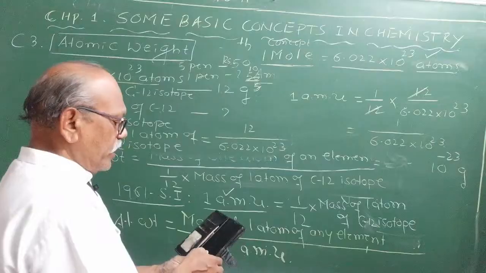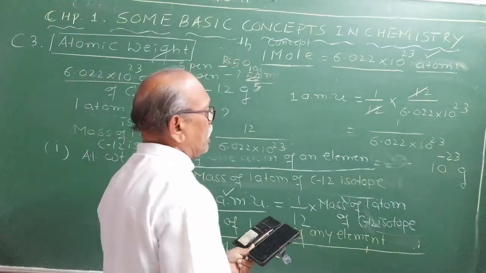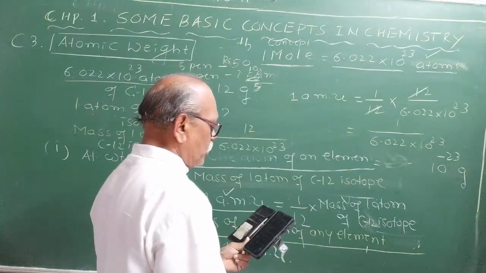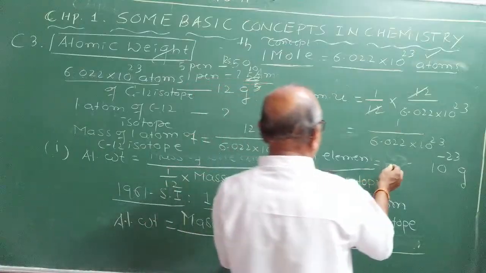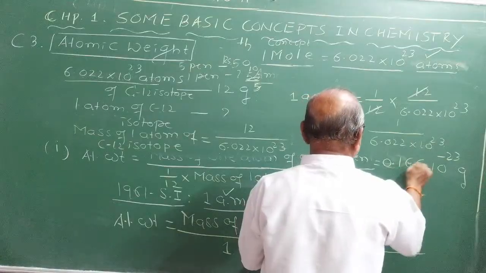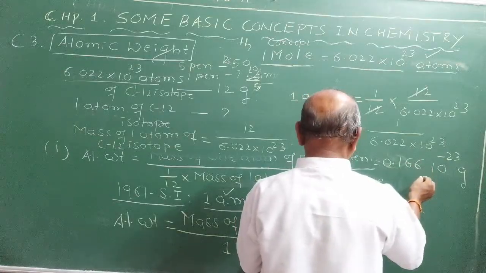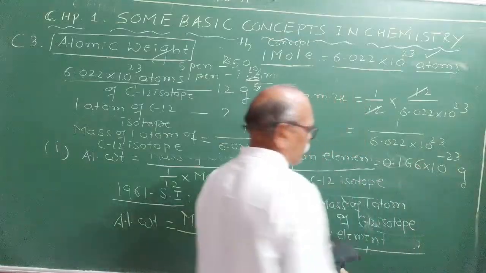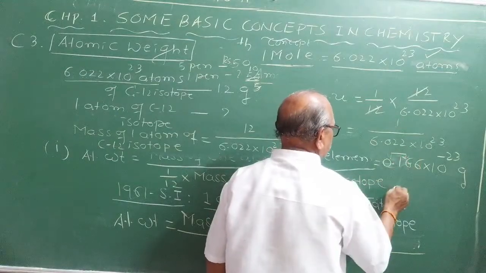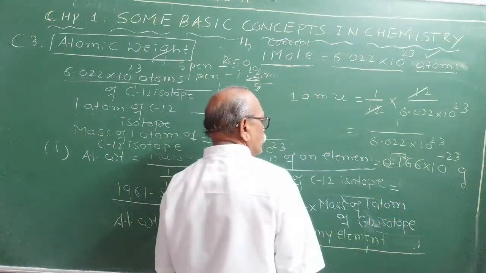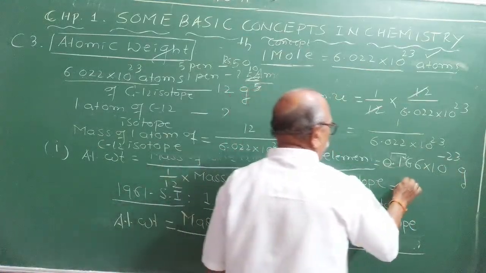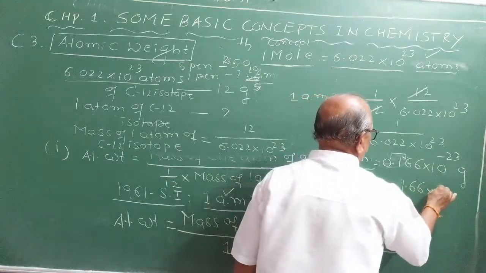Now you can take 1 divided by 6.022. Have the calculator with you to do calculations quickly. Its value is 0.166, times 10⁻23. And if you shift the decimal point 1 place to the right, then what do you have to do? Then you have to subtract or add. Right shift, 1.66. Write it in scientific notation.